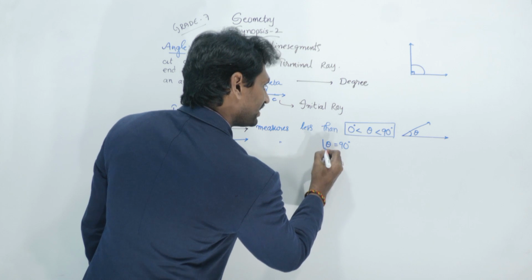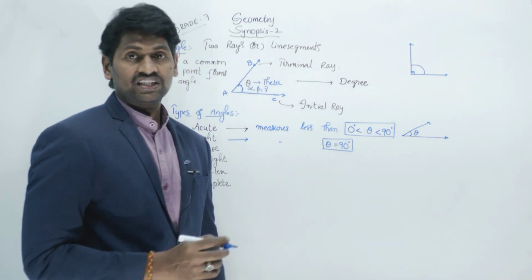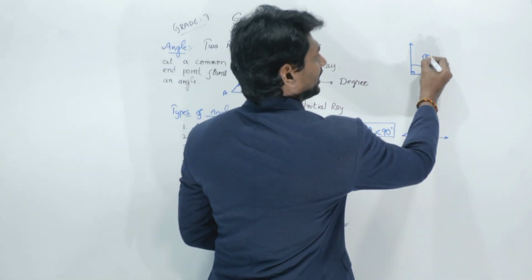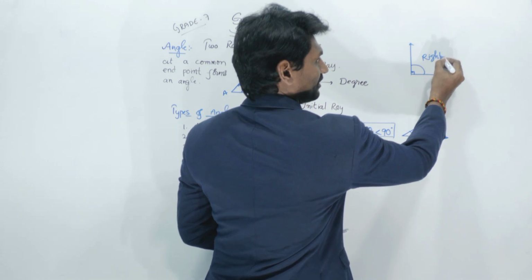Now, an angle which measures exactly 90 degrees, theta value is 90 degrees, is nothing but a right angle. This is the example for a right angle.